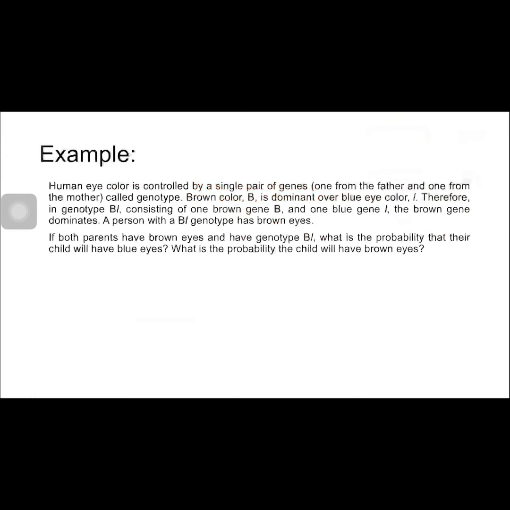So for our example problem, human eye color is controlled by a single pair of genes, one from the father and one from the mother, called genotype. Brown color B is dominant over blue eye color L. Therefore, in genotype BL, consisting of one brown gene B and one blue gene L, the brown gene dominates. A person with BL genotype has brown eyes. So if both parents have brown eyes and have genotype BL, what is the probability that their child will have blue eyes? And what is the probability that the child will have brown eyes?